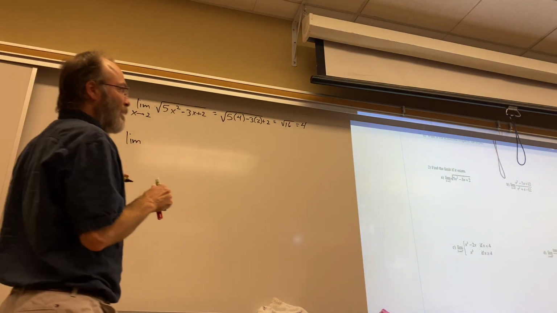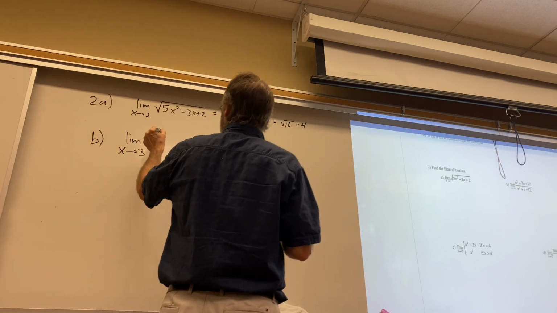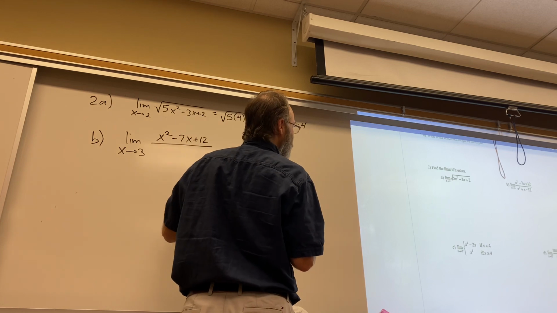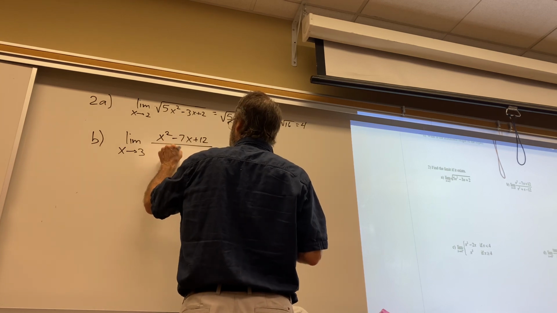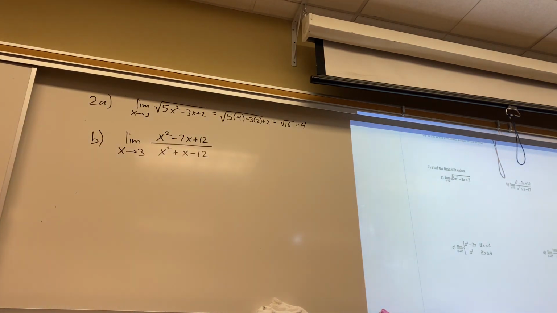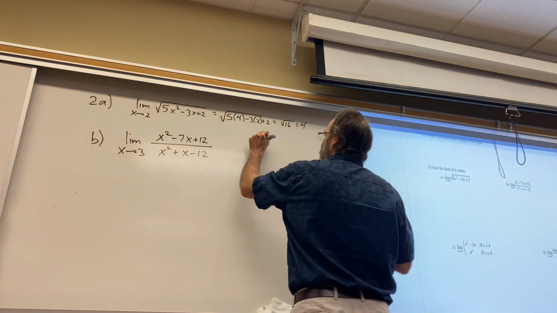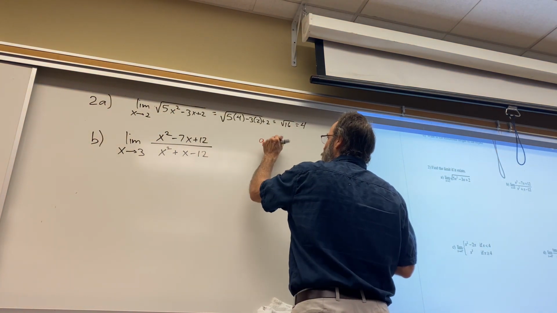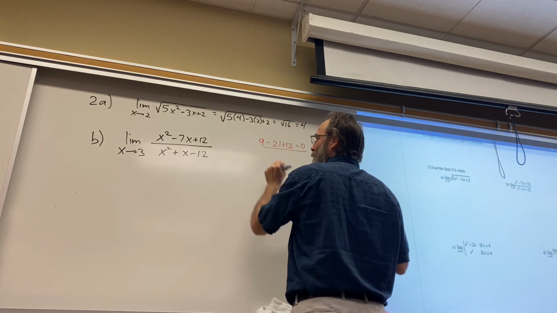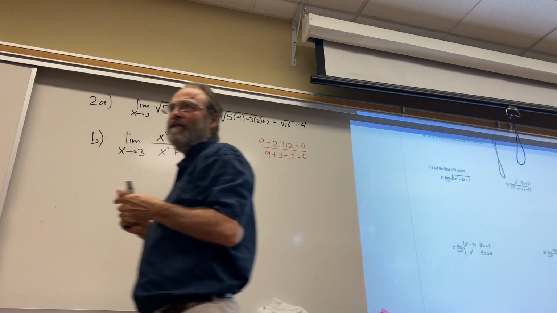Here, limit as x goes to 3 of x squared minus 7x plus 12 over x squared plus x minus 12. What do we do here? Plug it in. Still, we plug it in first. We're going to get 9 minus 21 plus 12, which equals 0 on the top. And 9 plus 3 minus 12 equals 0 on the bottom. So this is a 0 over 0 case.